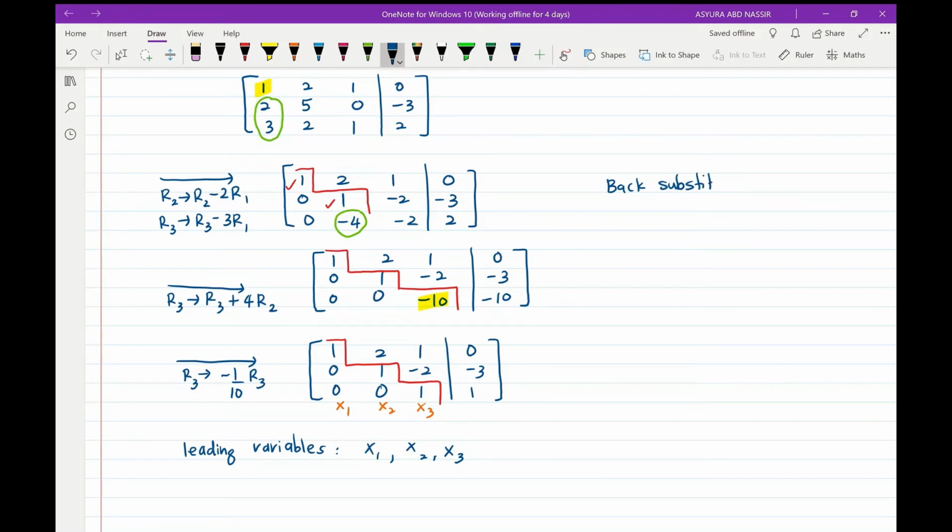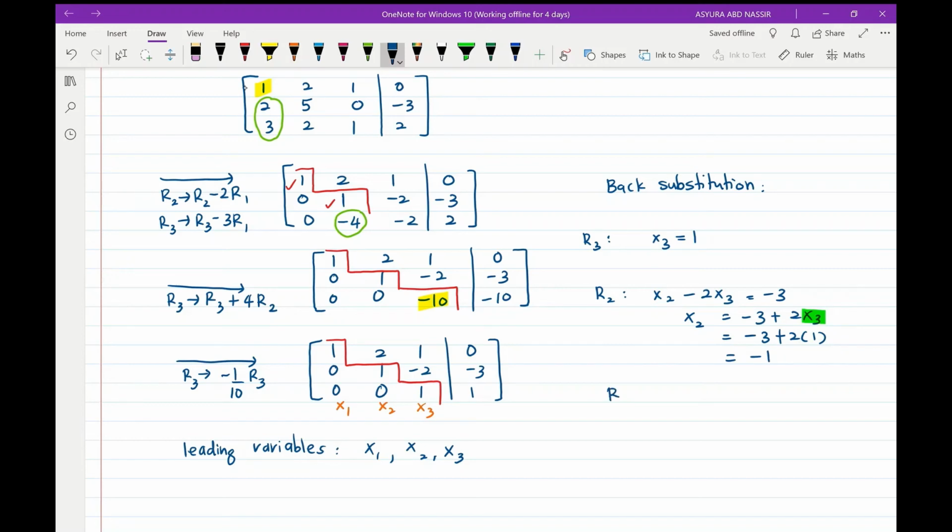For back substitution, you will rewrite your matrix in the form of equations starting with the last row. So row 3 will be x3 equals 1. Continue with row 2. Your row 2 is x2 minus 2x3 equals negative 3. And you will write x2 as the subject since x2 is the leading one in your matrix. So x2 is negative 3 plus 2x3. Then you will substitute the value of x3, and you will get negative 3 plus 2 times 1, which is negative 1.